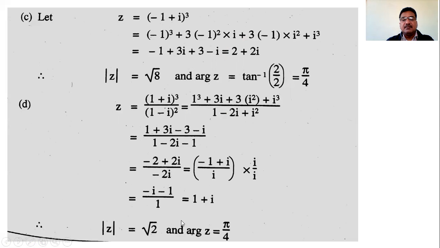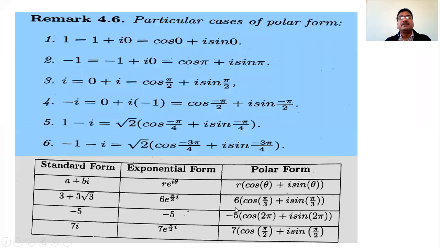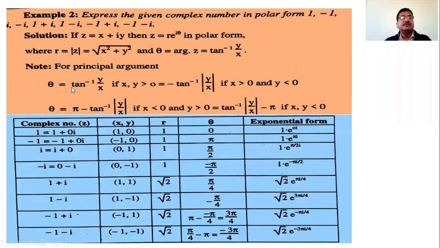And what is the argument and modulus of this number? We know root 2 and pi by 4 are the modulus and argument of that number. And if we write it in polar form, then we write root 2 in bracket cos pi by 4 plus i sin pi by 4. So again, the same table. That is the polar form of this. One is cos 0 plus i sin 0, and then 1, minus 1, i, minus i.